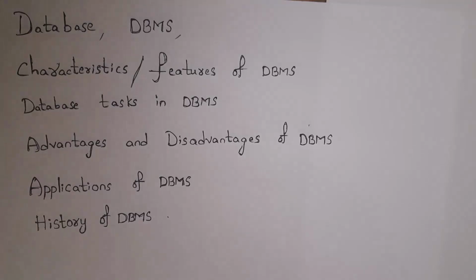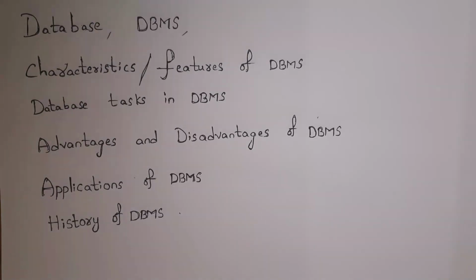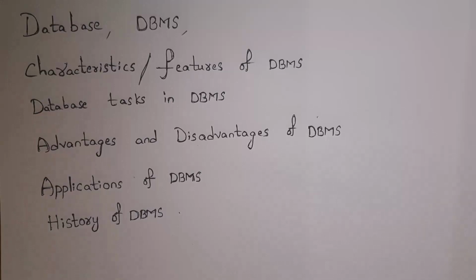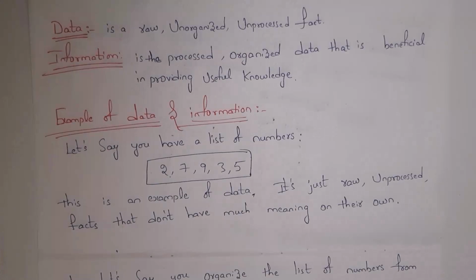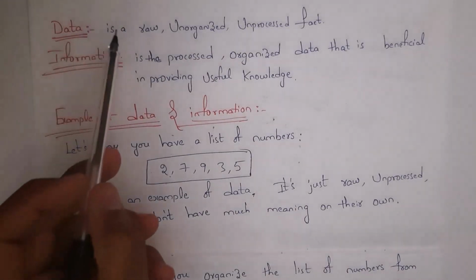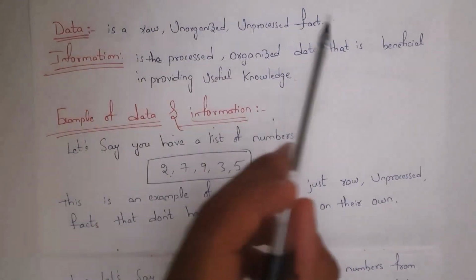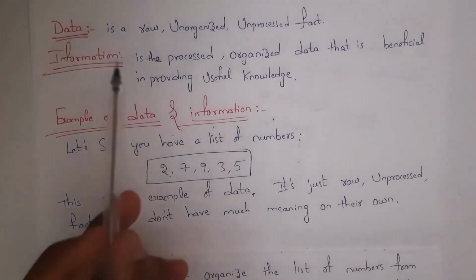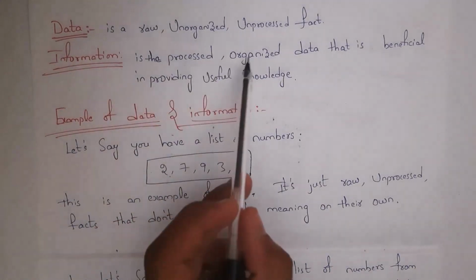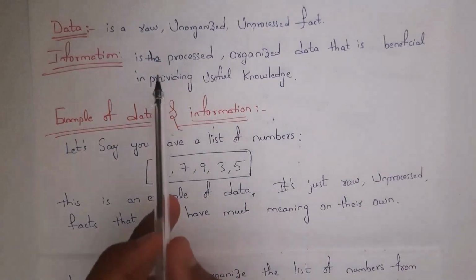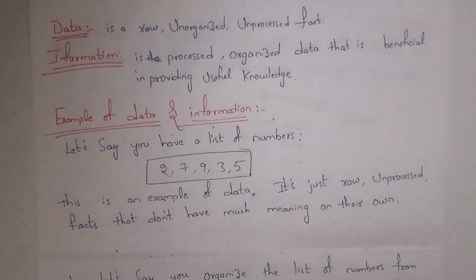Let's get started. At first I will explain what is database. But before starting this, you need to know what is the difference between data and information. At first I will explain what is data. Data is a raw, unorganized, unprocessed fact. Whereas information is the processed, organized data that is beneficial in providing useful knowledge. Guys, data is nothing but a raw fact, and whereas we call information as processed data.